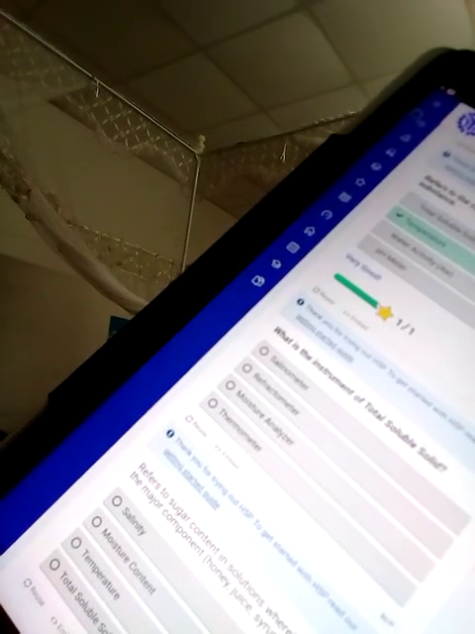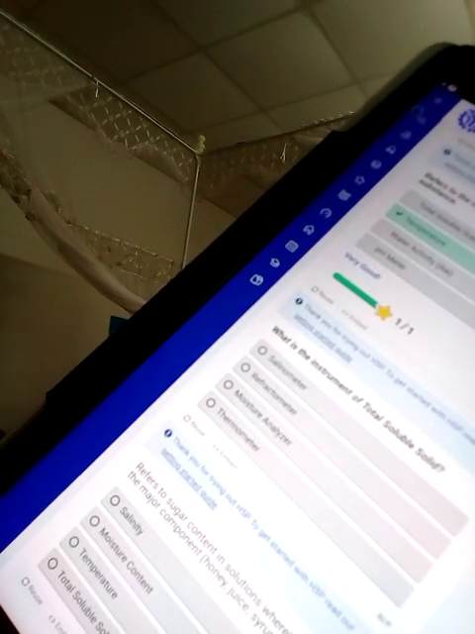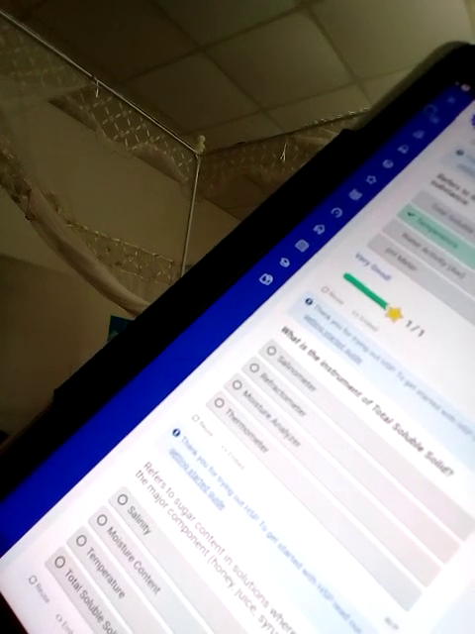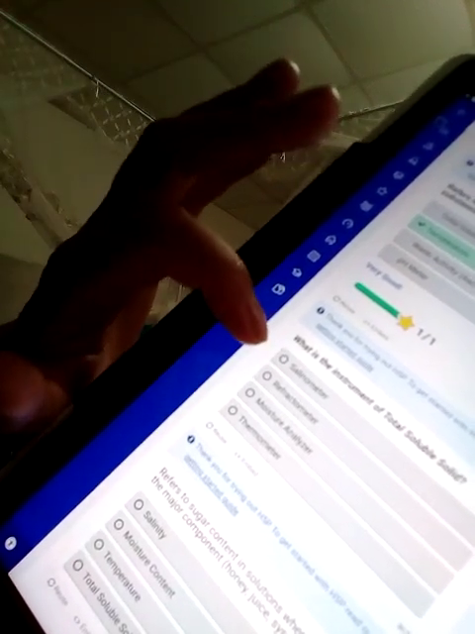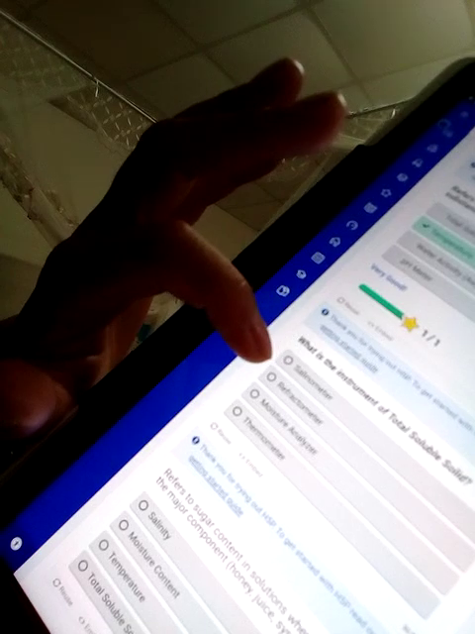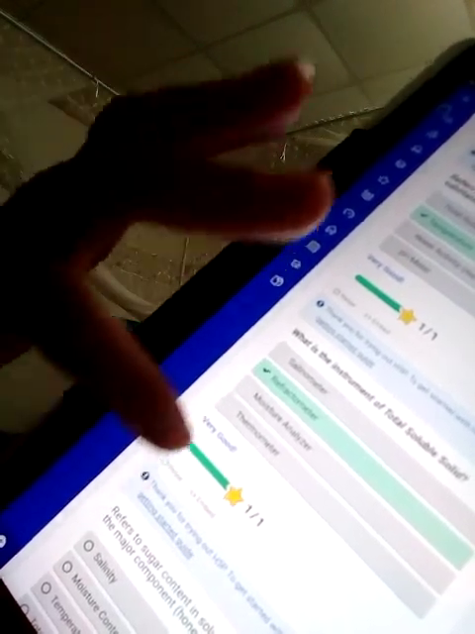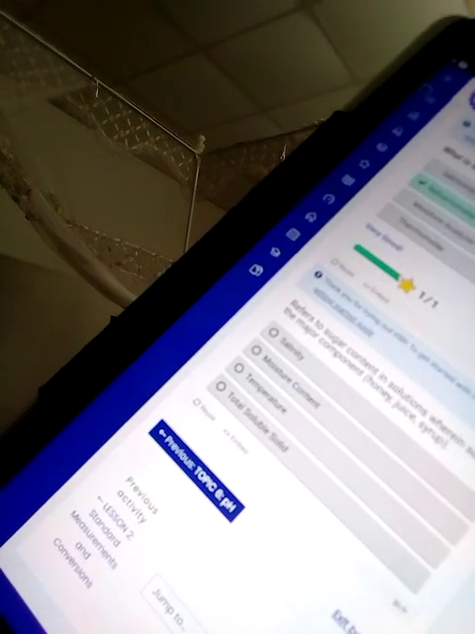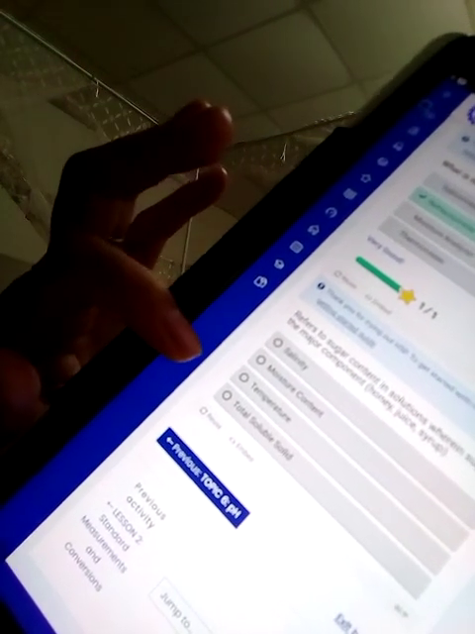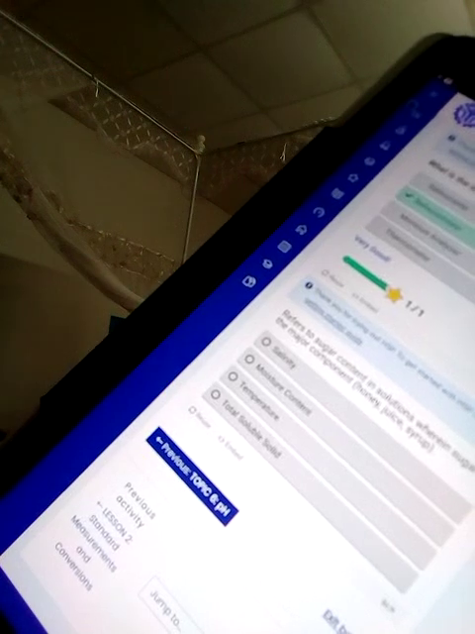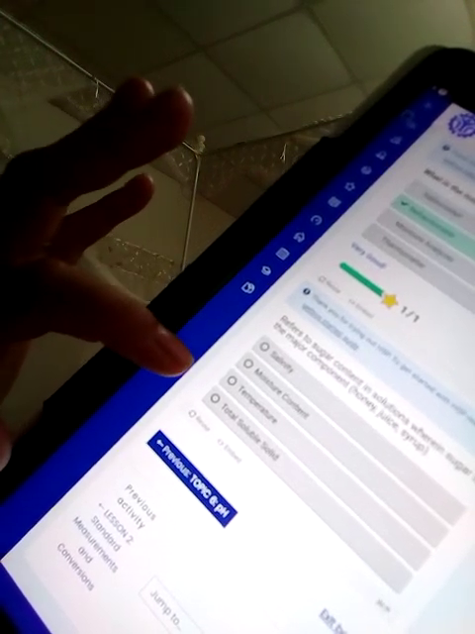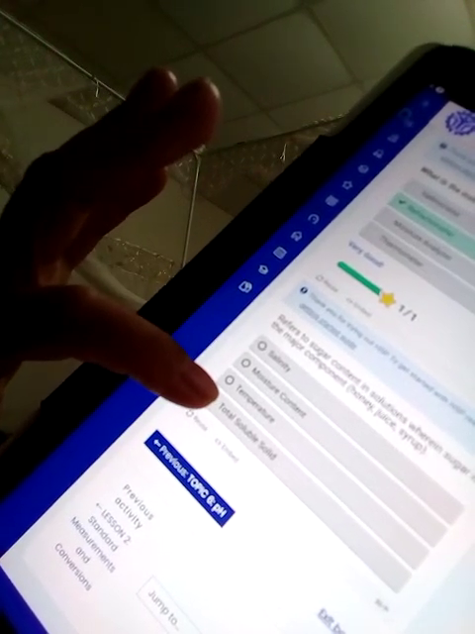What is the instrument of total soluble solids? Salinometer, refractometer, moisturizer. Refractometer. Refers to sugar content of the solution. Sugar content means total solids.